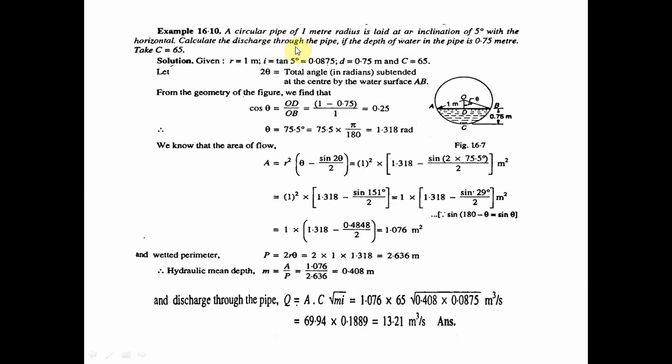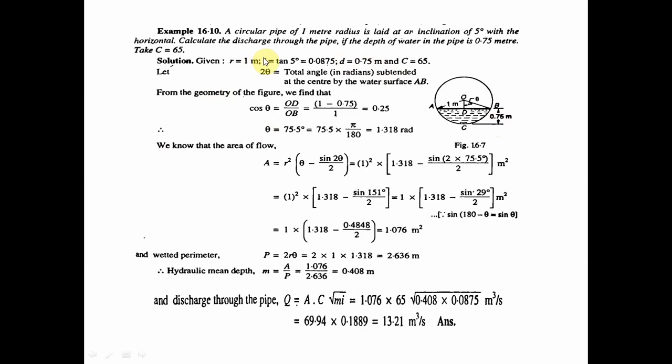A circular pipe of 1 meter in radius is laid at an inclination of 5 degrees with the horizontal. Calculate the discharge through the pipe if the depth of the water in the pipe is 0.75 meters. Take C equal to 65. So given R is equal to 1 meter, then i equal to tan of 5 degrees, that is equal to 0.0875, depth 0.75 meters, and C equal to 65. So this is a circular channel of radius 1 and depth 0.75 meters. This is depth, not diameter.